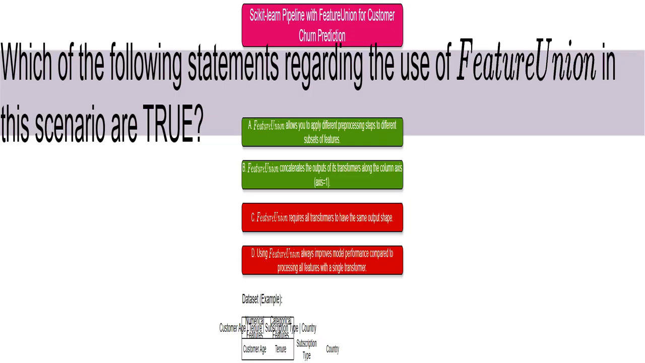We will need to analyze each statement, A, B, C, and D, based on our understanding of FeatureUnion in scikit-learn to determine which are true. This is where we'll put our knowledge to the test.